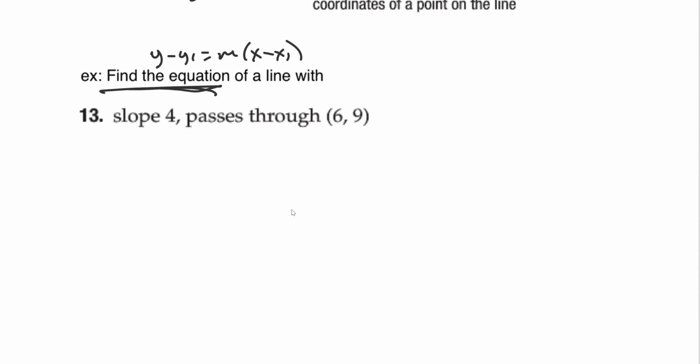So let's do a couple examples of that. The first one: slope of 4, passes through 6, 9. They want me to write an equation, so I'm going to write this down. Now they want a slope of 4, so I have a slope of 4, and it passes through the point 6, 9.